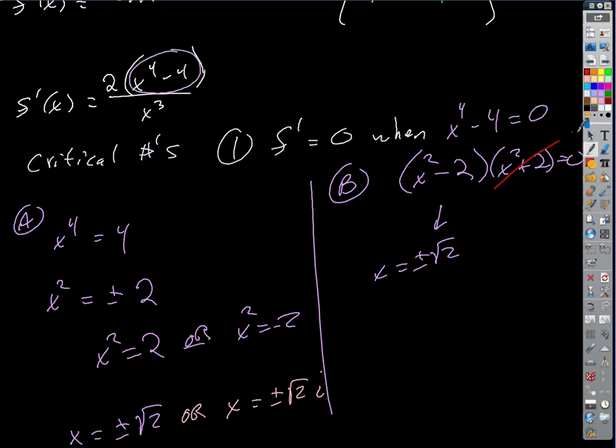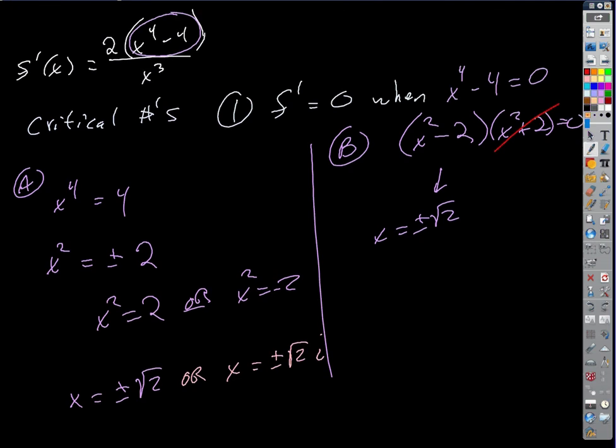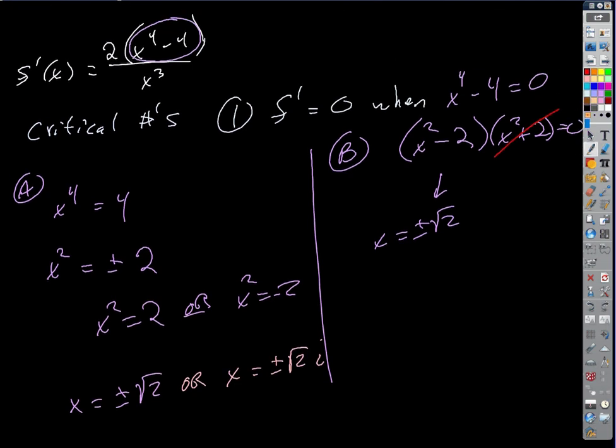Okay, so now what about the other kind of critical numbers? What about the critical numbers where the first derivative is undefined? Where is a rational function undefined? Where the denominator is 0, right? So we can see right away, we don't even have to do anything fancy here. We just know that f prime is undefined at x equals what? 0. So we got 3 critical numbers to check, right?